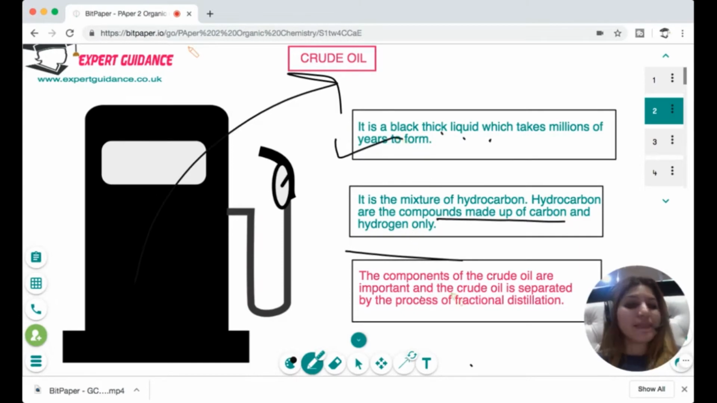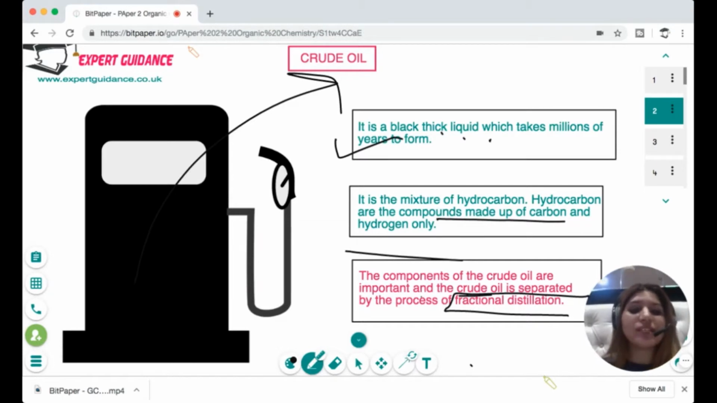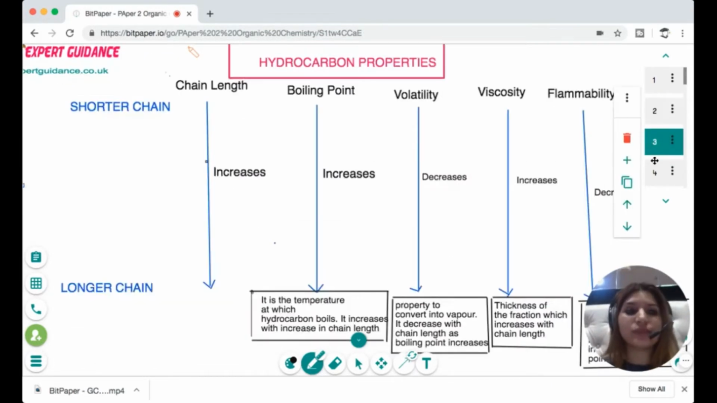And the best part is that different components of the crude oil have different boiling points, so you can separate them by the process known as fractional distillation. Remember this word, fractional distillation, as often in the exam they ask you to explain and even explain the terms fractional and distillation. So let's see.